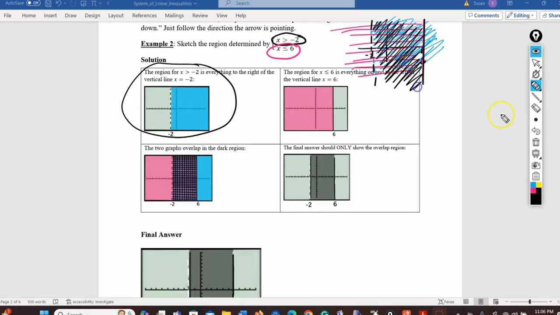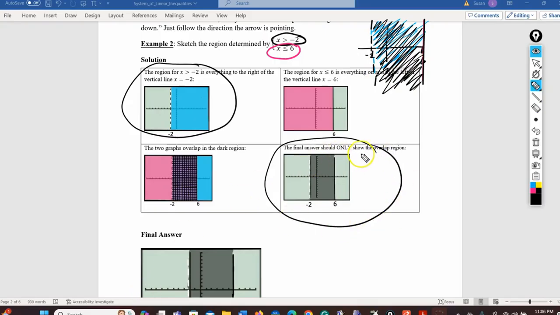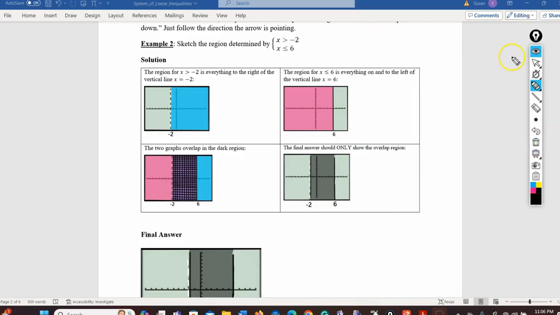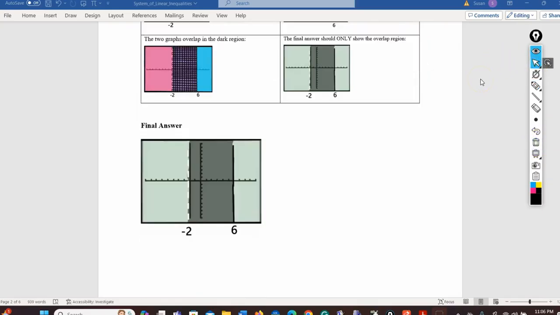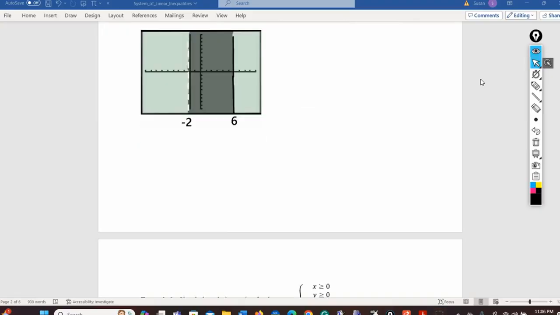So my final answer is going to look like that, which we have here. So the final answer should only show the overlap region. And notice here this line is contained and that line is dashed. And so we have our final answer there. That's what your final answer should look like.